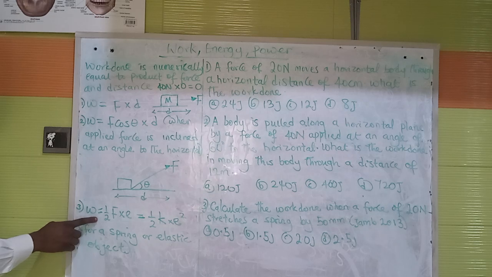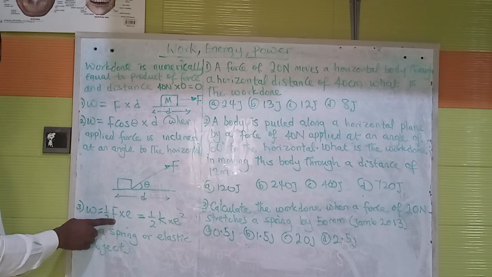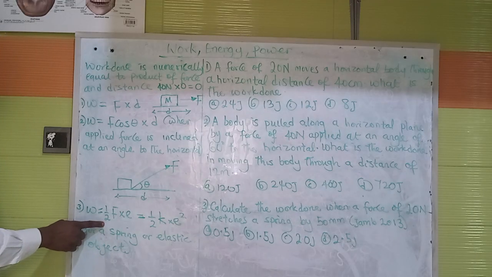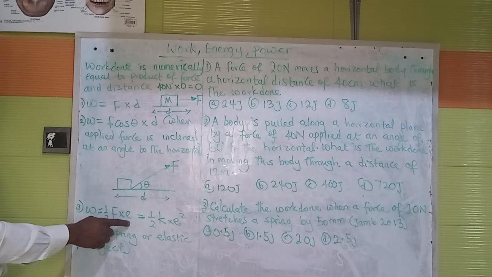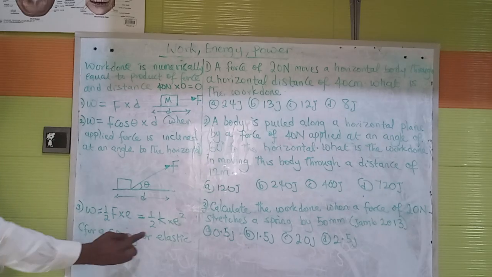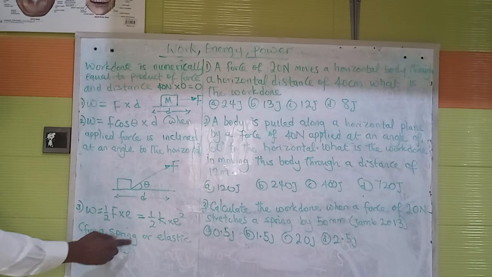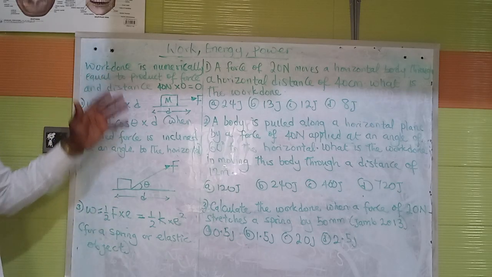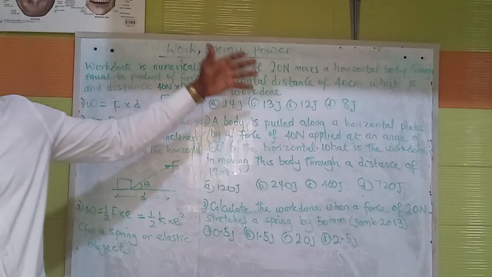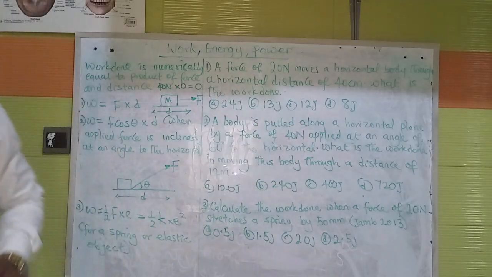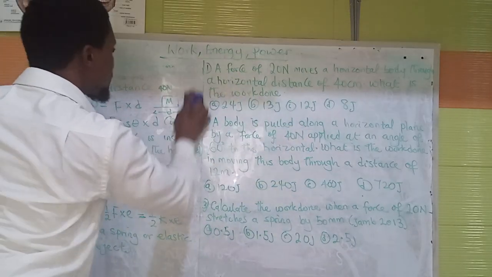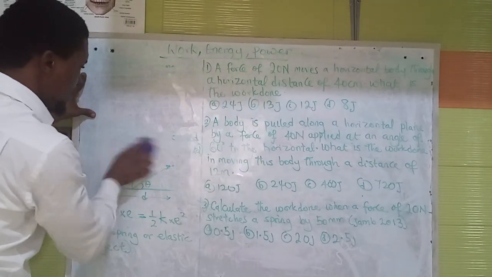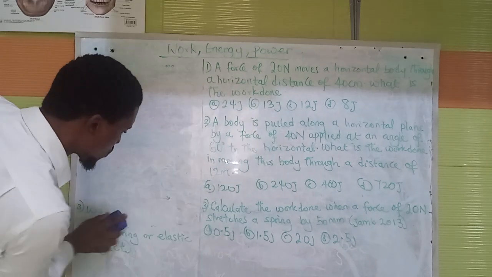Also, work is equal to half force times extension. That means the average of the product of force times extension. So we use this formula for a spring or an elastic object. So we are going to be applying these formulas on these examples. Alright, so let's go.